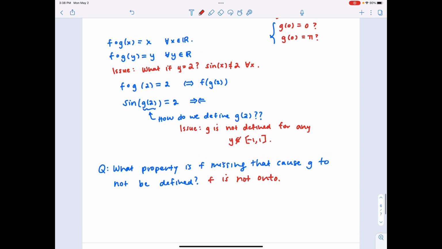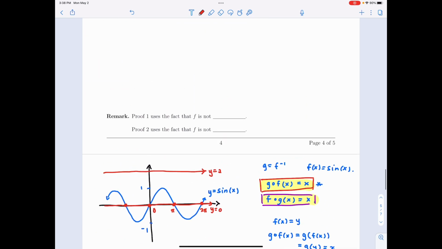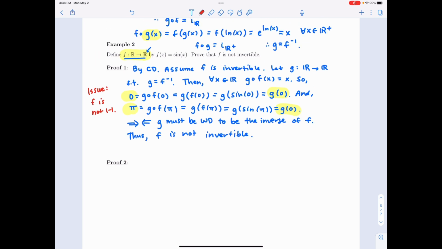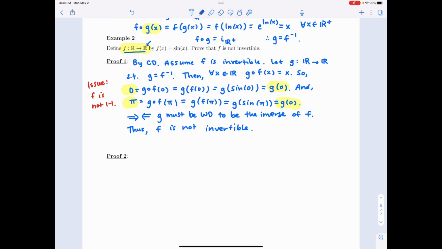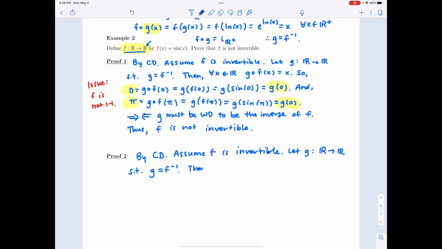So we can go up and we can actually write an alternative proof. I mean, technically we've already proven that F is not invertible simply by showing proof 1. But if we had looked at it a different way, we could use the fact that F is not onto in order to come up with an alternative proof for why F is not invertible. So this is also a proof by contradiction, since we basically assumed F was invertible and started working with this function g. So assume F is invertible and let g from R to R be such that g is F inverse.